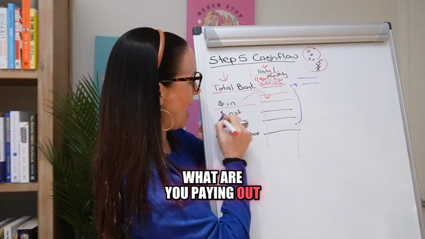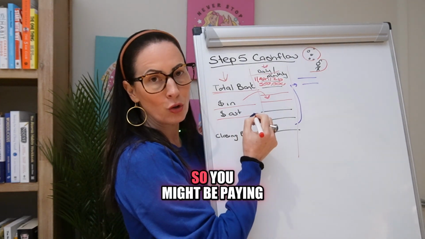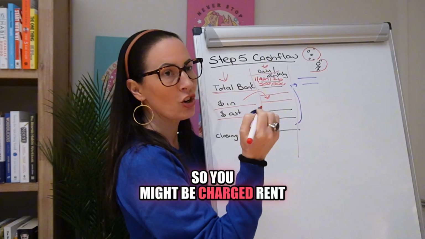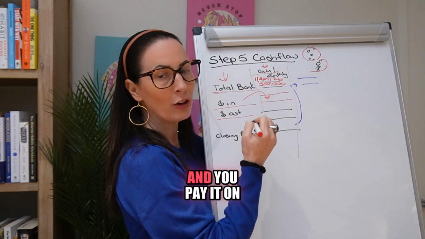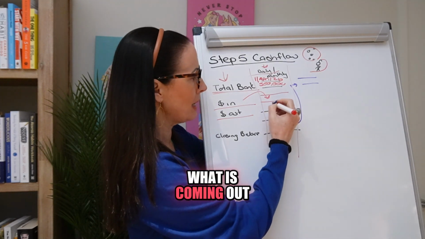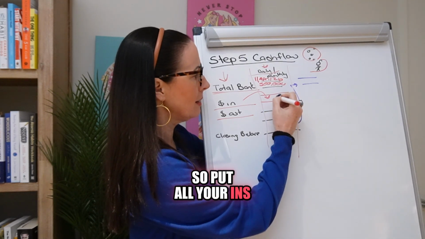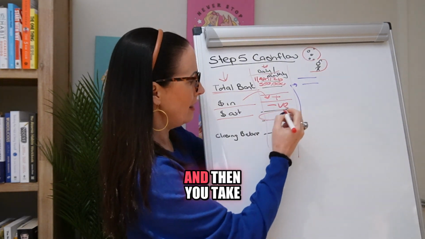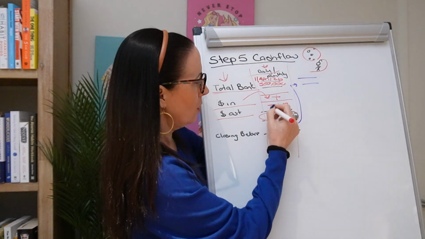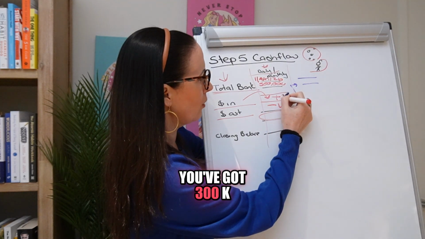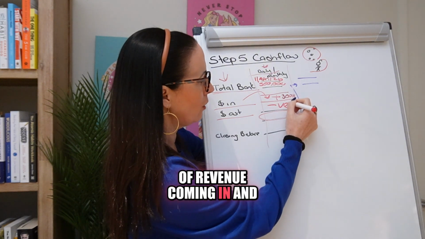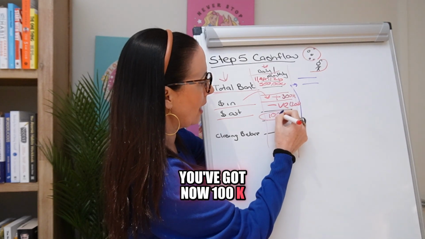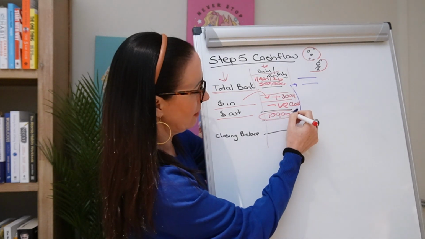What are you paying out in April? So you might be paying on the 20th as well. So you might be charged rent in March and you pay it on the 20th of April. What is coming out? So put all your ins in here and your outs in here, right? And total it. And then just say you've got 300K of revenue coming in and you've got 200K of costs, right? Making this up. So you've got now 100K there.